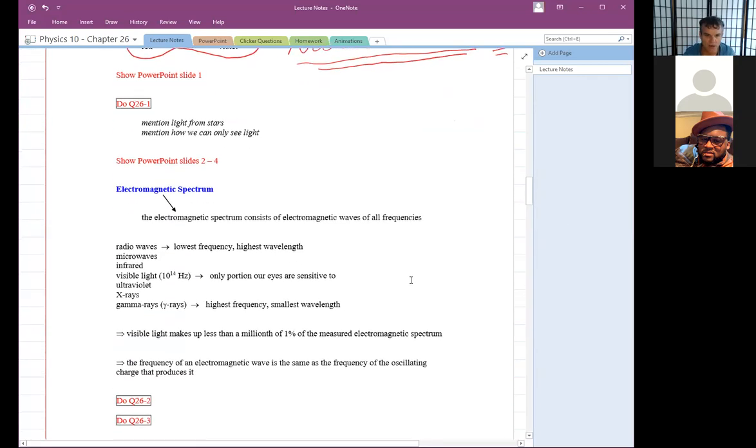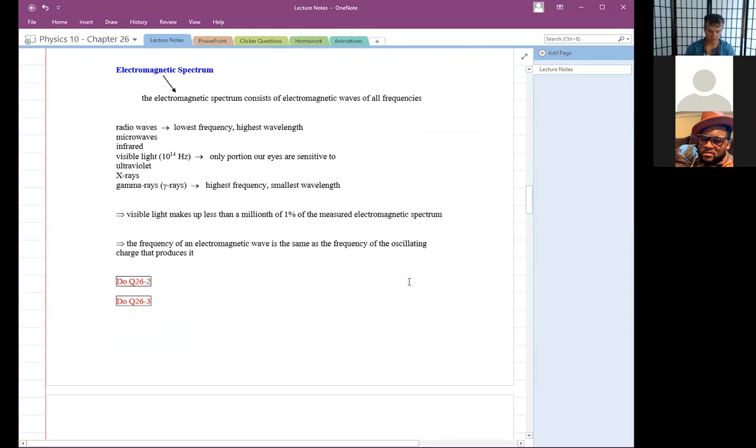Okay. So in terms of the electromagnetic spectrum, as I was saying, it consists of electromagnetic waves of all frequencies. Radio waves, these are the lowest frequency, highest wavelength. And gamma rays, these are the highest frequency, smallest wavelengths. And as I was saying, visible light is only a very, very, very tiny portion. You don't need to know the number, but less than a millionth of 1%.